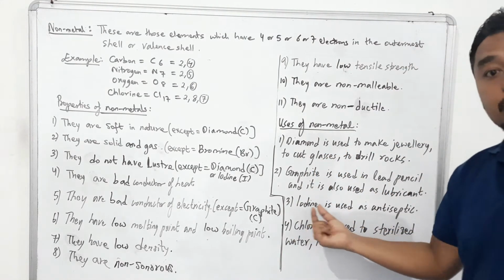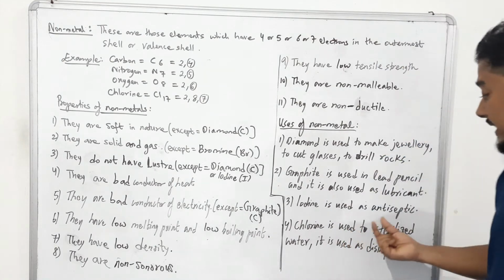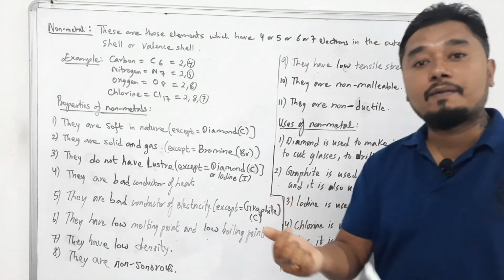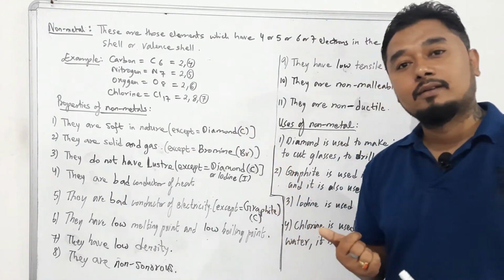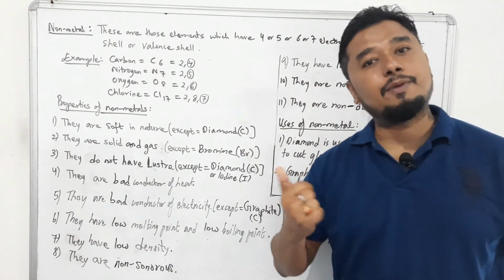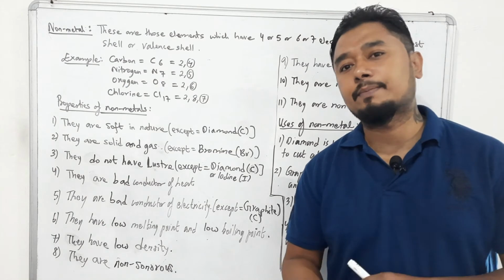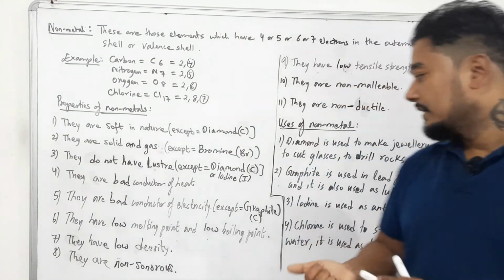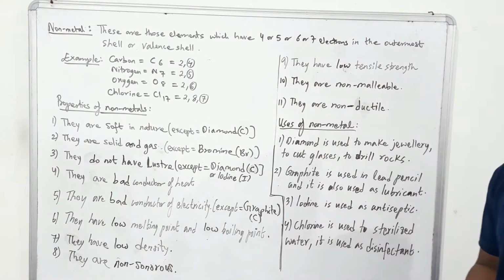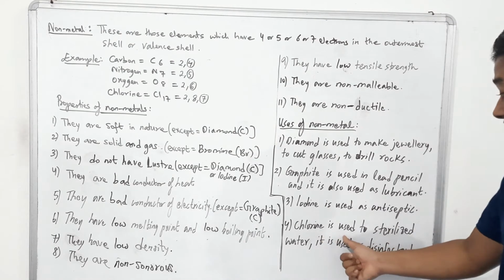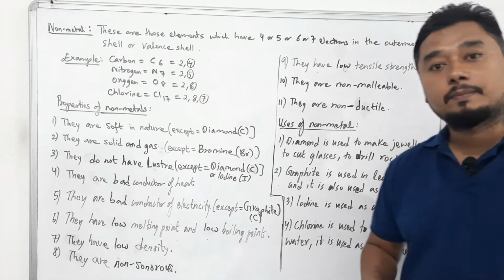Now iodine is also a non-metal, but it is used as antiseptic. Suppose you have a cut in school, you can come to me or to the chemistry teacher and ask for iodine, put iodine, it will act as an antiseptic, first aid. Okay? So iodine is used as what? Antiseptic. Chlorine, it is used to sterilize water.